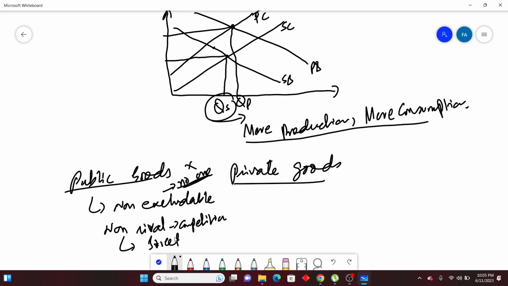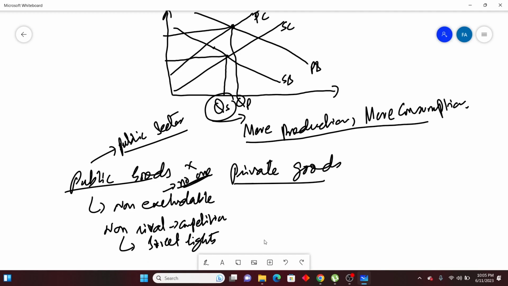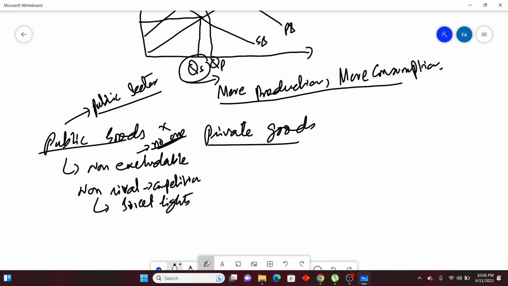One of the problems over here is that students tend to confuse it with the word public sector, thinking that public goods are always provided by the public sector. It is not true. Public goods can be provided by anyone in the society. Maybe a private business might be providing public goods at any point. So don't compare it with the public sector.